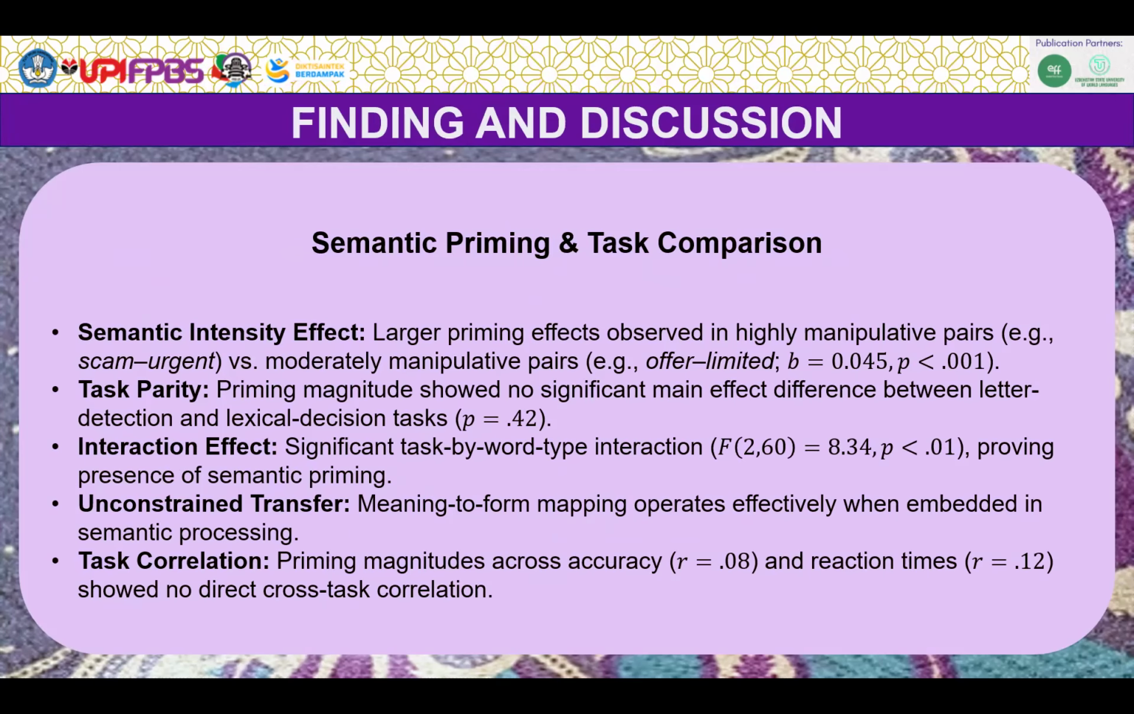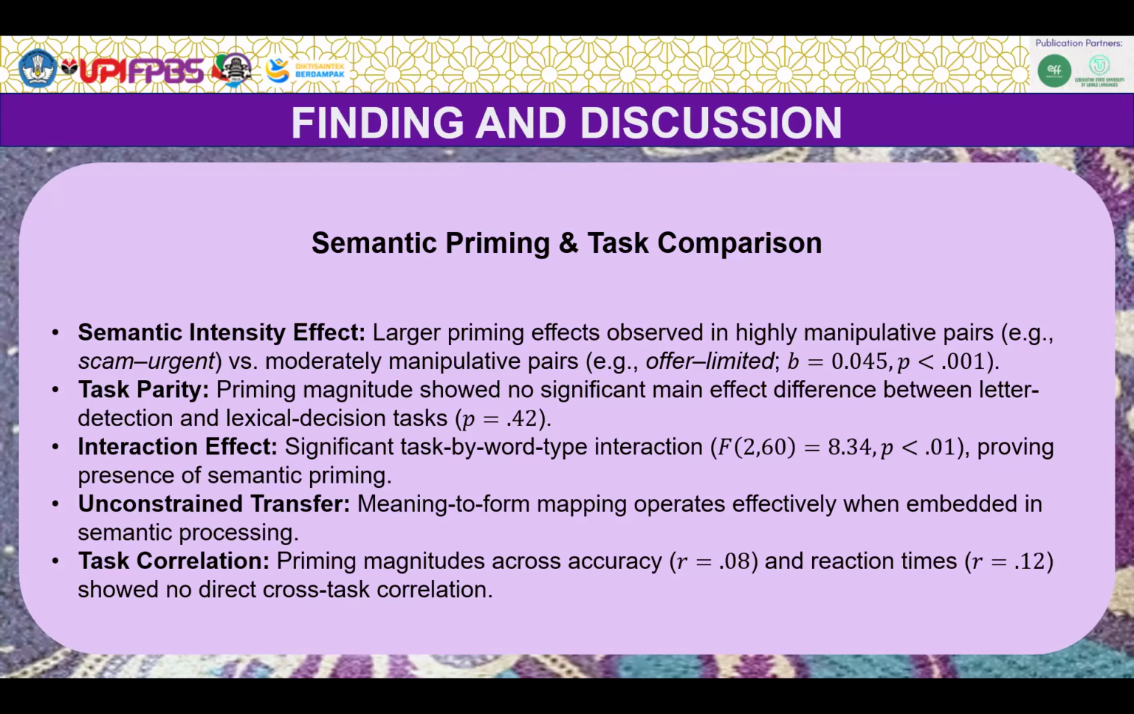Semantic priming and task comparison in the research findings was highly significant. We can say that the semantic intensity effect was a larger priming effect observed in highly manipulative pairs, for example scam origin, versus moderately manipulative pairs, for example offer limited. And task parity: priming magnitude showed no significant main effect differences between letter detection and lexical decision tasks. It was equal to 0.42. Interaction effects were very significant by task by word type interaction, we can say, providing presence of semantic priming, and it was lower than 0.01.